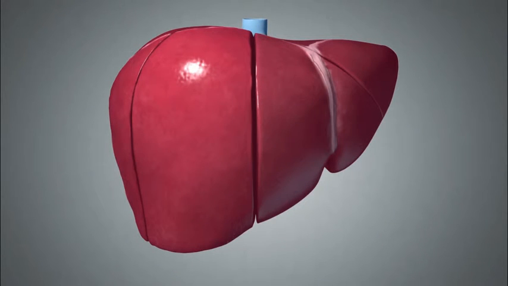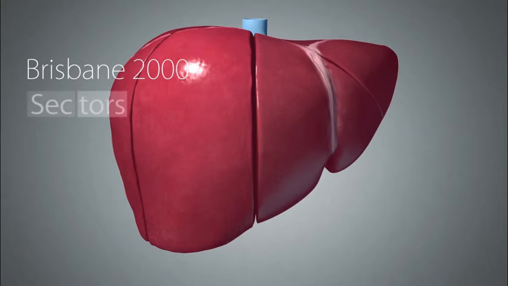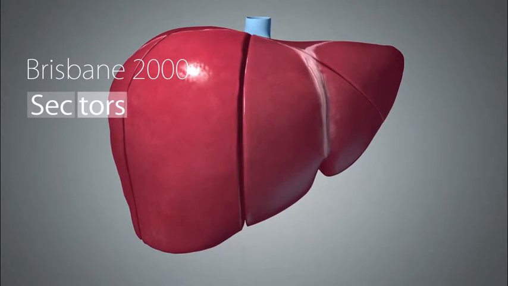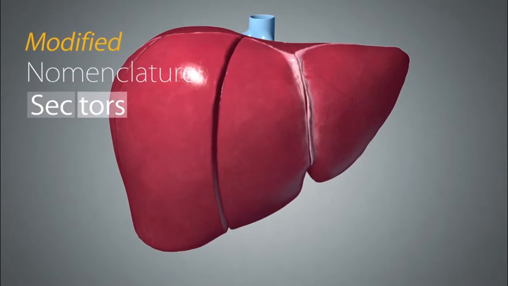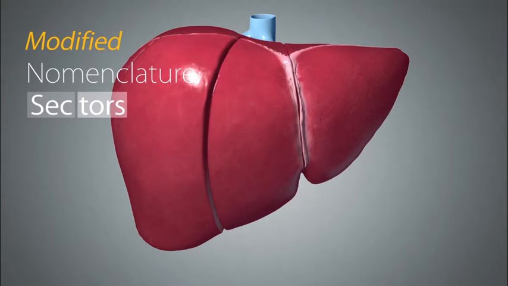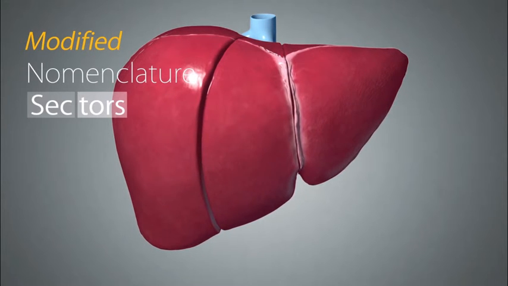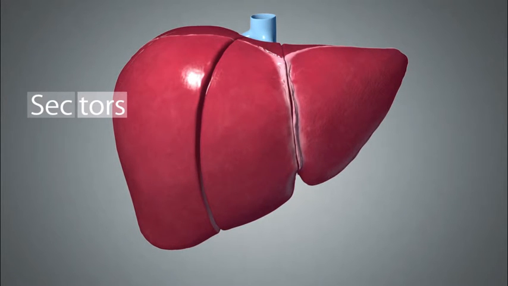The main difference between the two naming conventions is that Brisbane terminology uses the left hepatic vein to divide the left liver into sectors, whereas under the modified nomenclature system, we are using the falciform ligament to divide up the left liver, which we find more clinically useful.